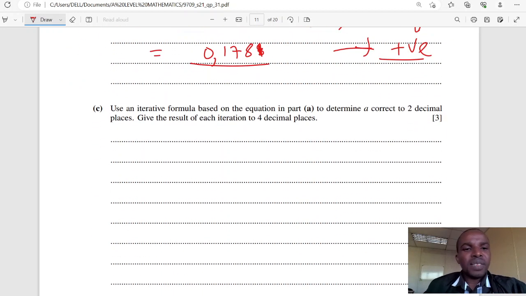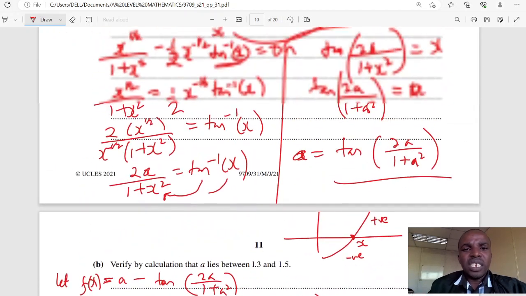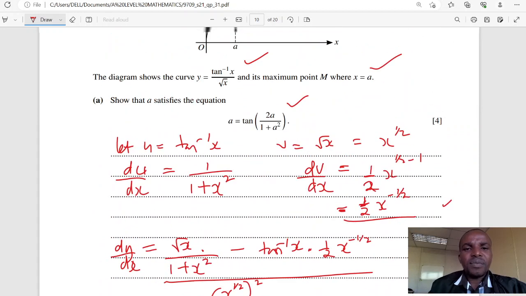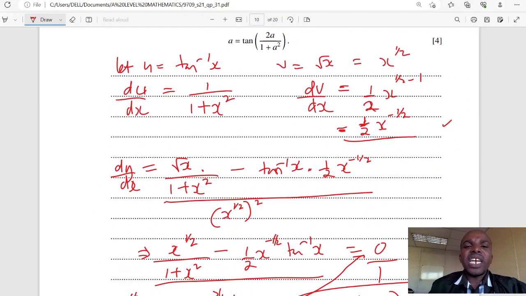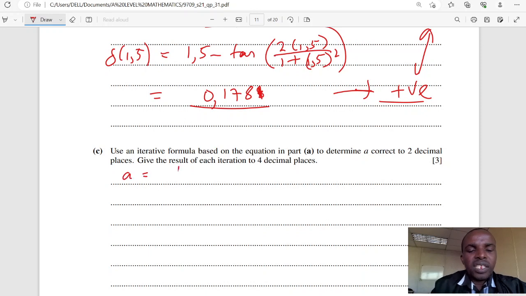Then part C, use an iterative formula based on the equation in part A to determine a correct to 2 decimal places. Give the result of each iteration to 4 decimal places. Right, what is our equation? Equation is here. That's the equation. a is tan of 2a over 1 plus a squared. a is equal to tan of 2a over 1 plus a squared.